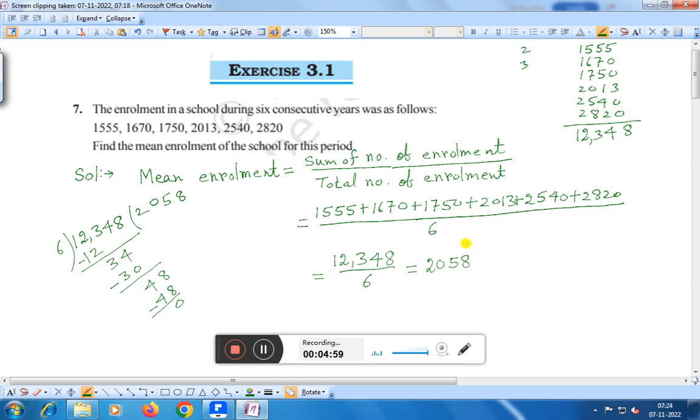Find the mean enrollment of the school for this period. Therefore, the mean enrollment of the school is 2058.